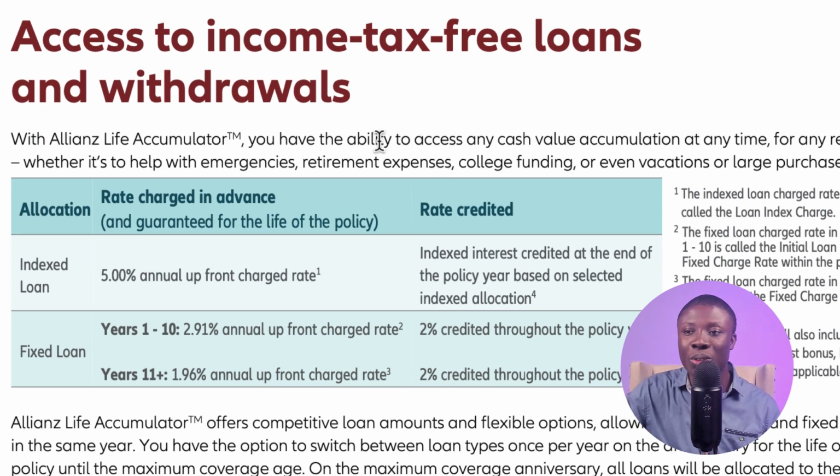The next is the fixed loan. Year 1 to 10 is going to cost you 2.91% upfront, but they are going to credit you 2%. So sort of a 1% cost here, right? But from year 11 onwards, the cost is 1.96 upfront, and then they are going to credit you 2% at the end of the year, which basically makes it a wash. So these are the loans available in this product. Very simple, straightforward. Other products have different types of loan, variable loans, and that's why you want to know these things upfront.